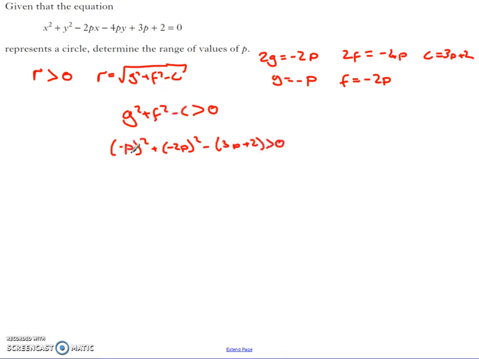Multiply out and simplify, so (-p) squared is just p squared, (-2p) squared is 4p squared, so I've got 5p squared, take away this bracket, so take away 3p minus 2, has to be bigger than 0.